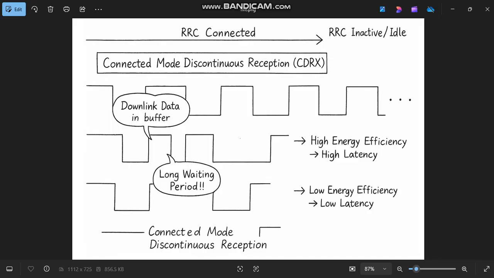So if we have a longer waiting time, we are advantaged when it comes to high energy efficiency, but we are at a disadvantage in latency. If we have a shorter DRX period, we are at an advantage for latency, but we have to give up energy efficiency. So these are advantages and disadvantages. We have to design our connected mode discontinuous reception properly.